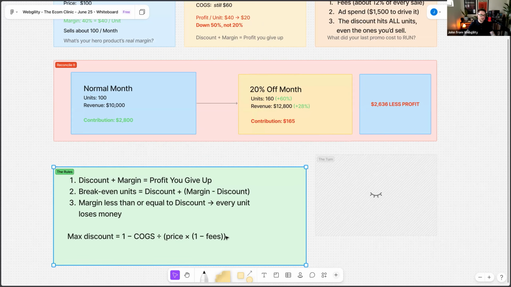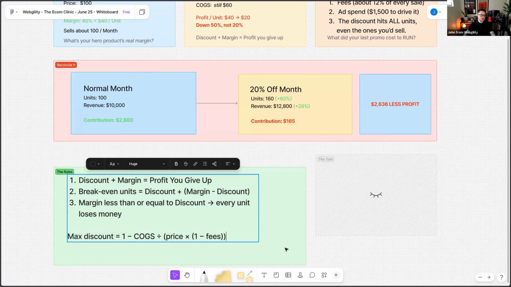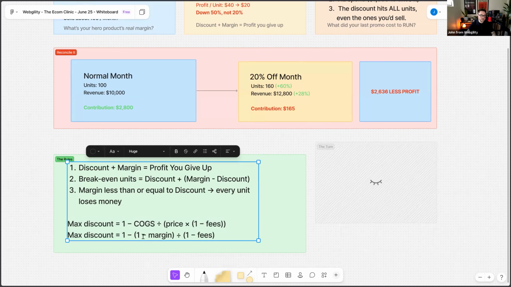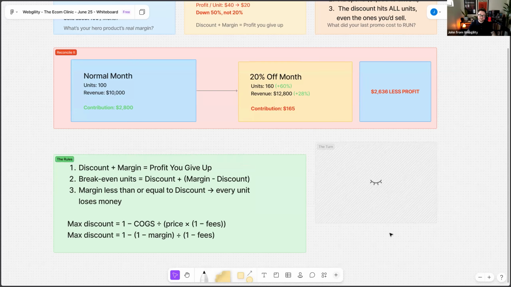You can also do it not using your COGS if you just want to use your margin. Similar equation, right? Here your max discount equals 1 minus 1 minus the margin divided by 1 minus the fees. Super easy. This will tell you, based on your own products, fees, and margins, what your max sale discount is before you start to eat into your margins.